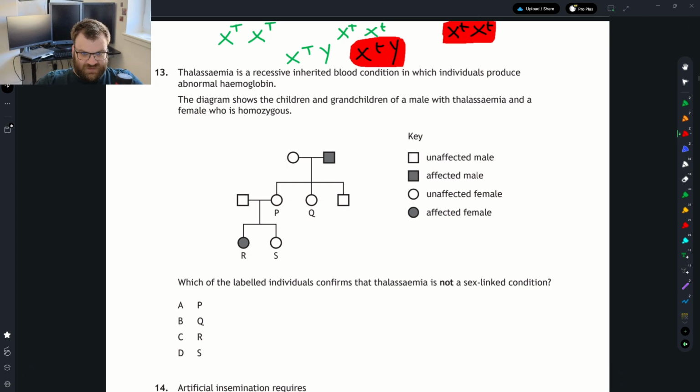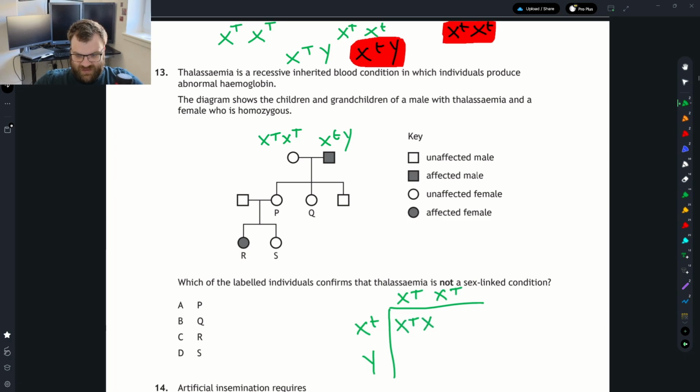Now they are telling us that we've got a grandchild of a male with the condition. So the affected male has to be X little t, Y. And then it's saying that the female is homozygous, so she has to be X big T, X big T. If we look at our Punnett square, we have the different crosses here. We would have X big T, X little t, X big T, X little t, X big T, Y, X big T, Y.